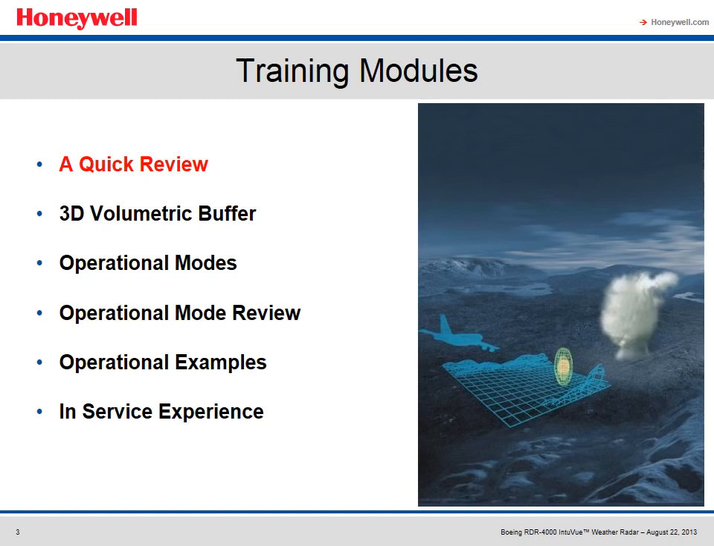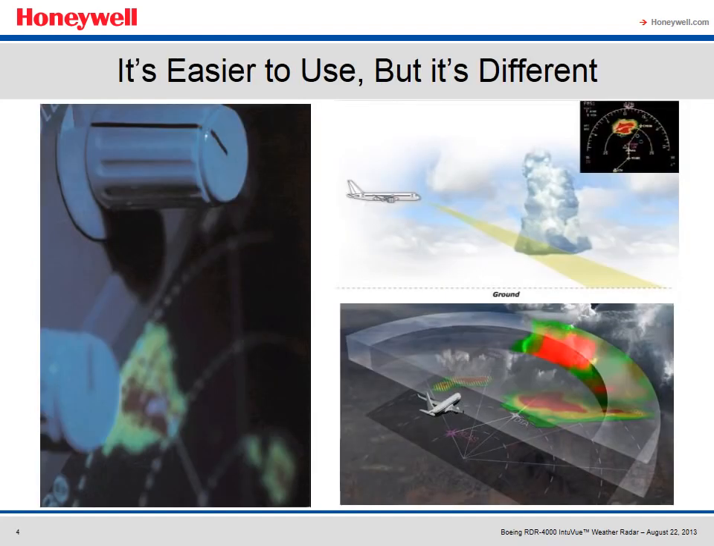For operators that have the optional hazard display features installed, there is a separate training module available on mygdc.com covering those features. The RDR4000 is much easier to use, but it's different. It automates many of the tasks required by conventional radar, but does them in a different way. So a good starting point would be a quick review of a conventional tilt-based radar operation, and then we'll see how the RDR4000 makes life easier.